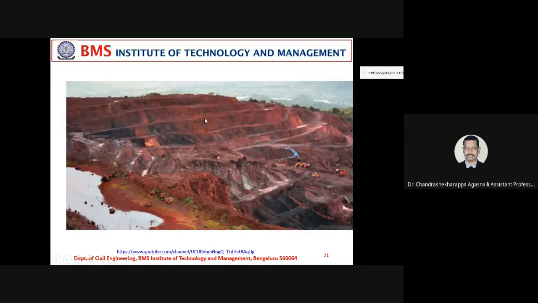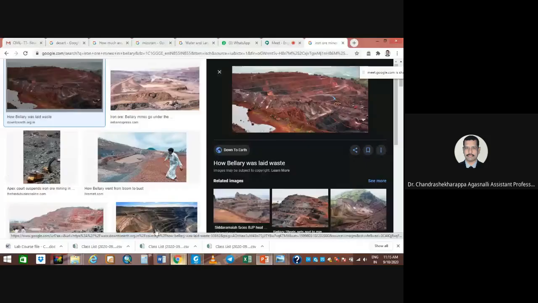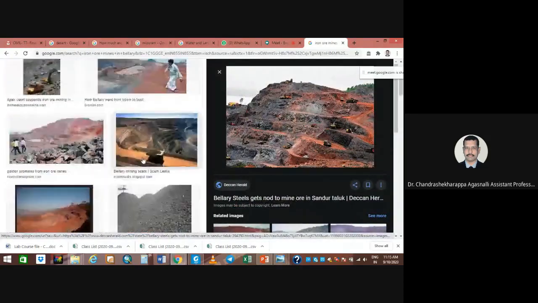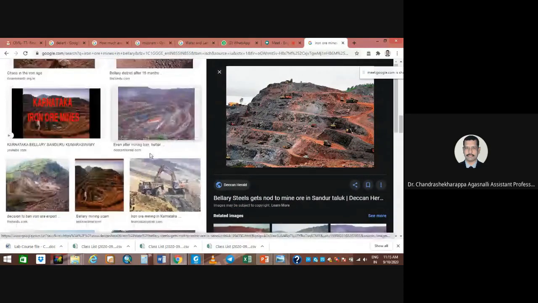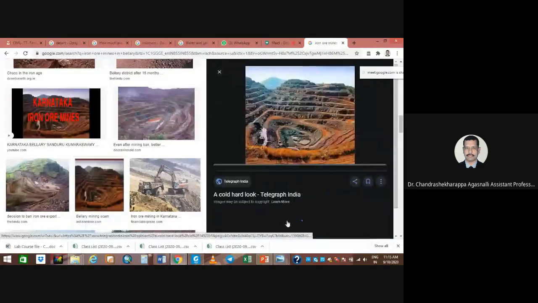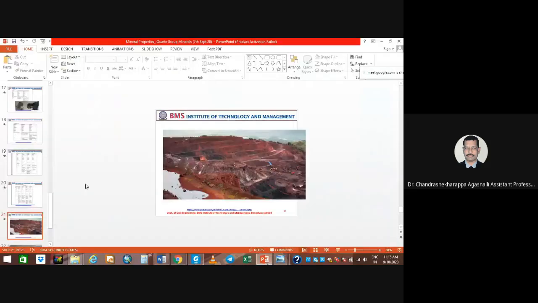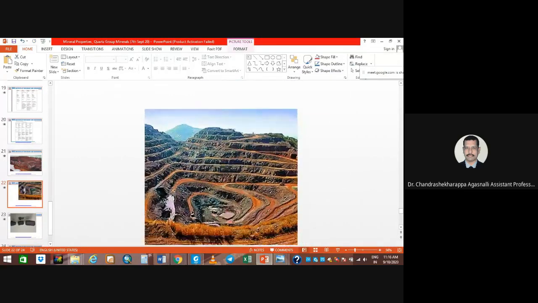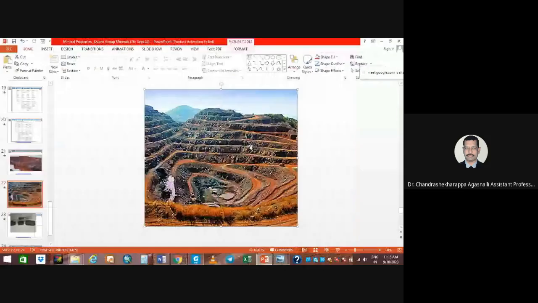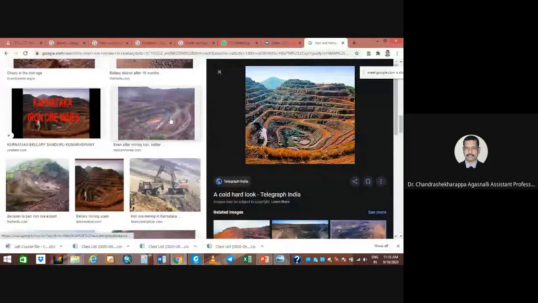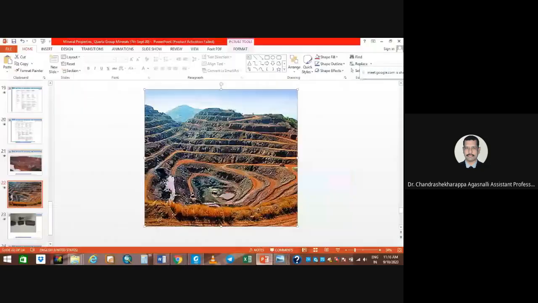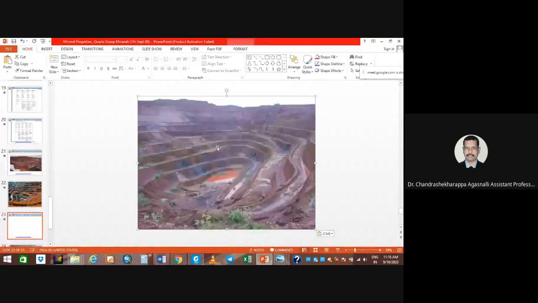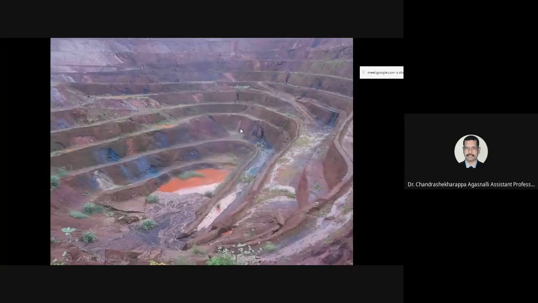And a little bit at the top, that color is the top soil, called laterized iron ore, low grade iron ores. And here you can see this is how the mines area looks. The typical iron ore mines.